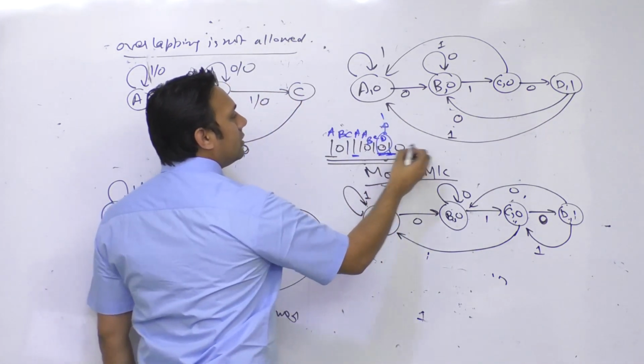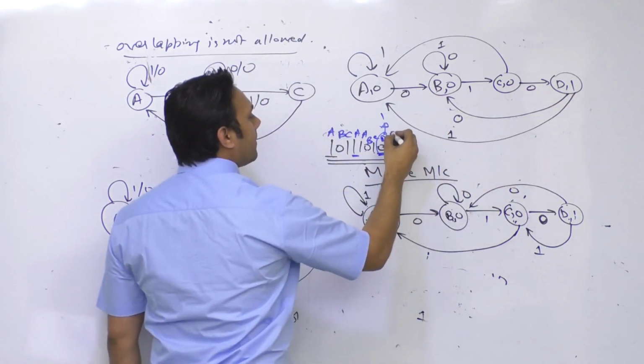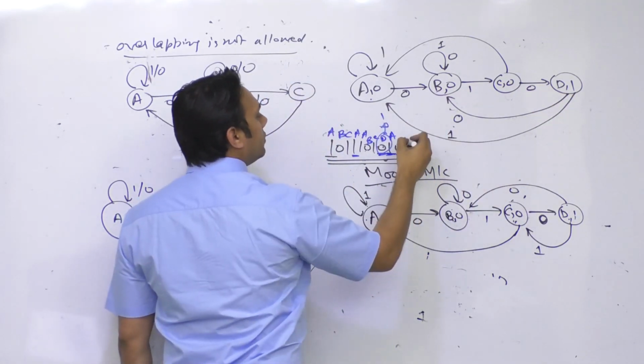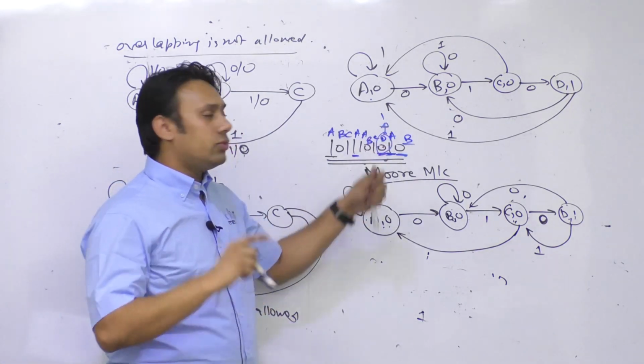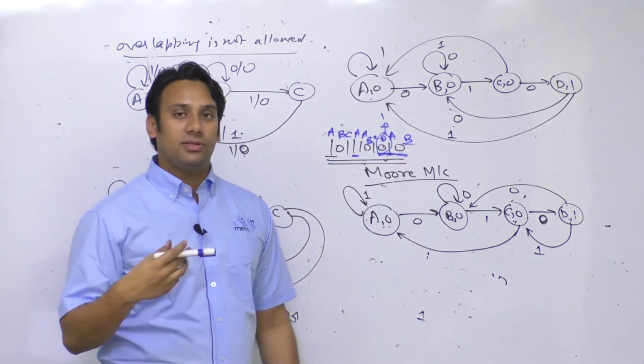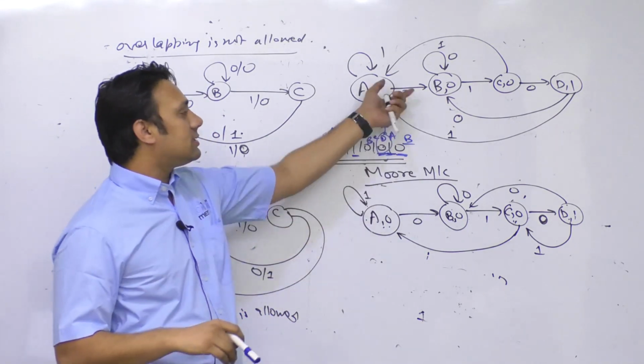Now we get a 1 from state D, we go to state A. We got a 0 from state A, we go to state B. So after reading this entire string, we are producing output 1 only one time, otherwise we are producing output as 0. And the last state is state B.